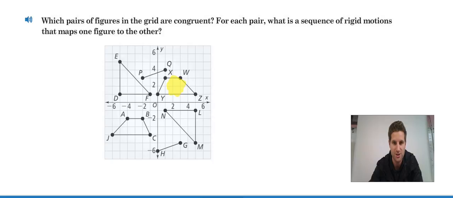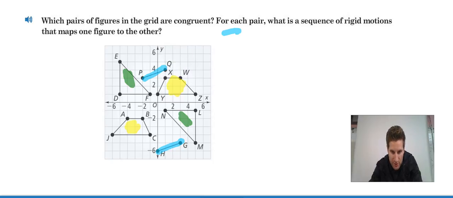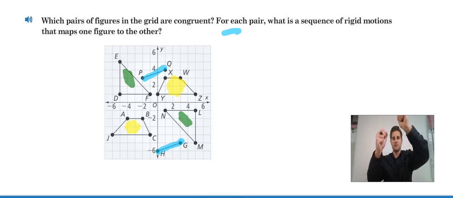I'm pretty sure this shape's congruent to this shape. We got this shape congruent to this shape. And we got basically this line congruent to that line. All right, well, let's start out with the line. I'm going to use this blue color. And what am I going to have to do to get this line to this line? Well, this looks like we're in the same orientation, right? We're oriented like this. And so hopefully all I have to do is shift it up.